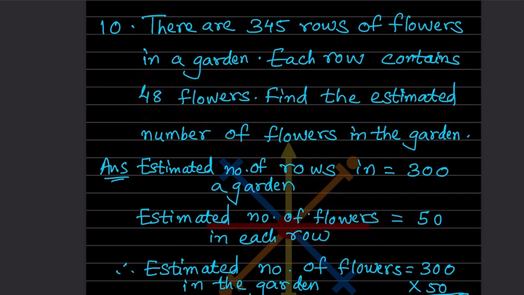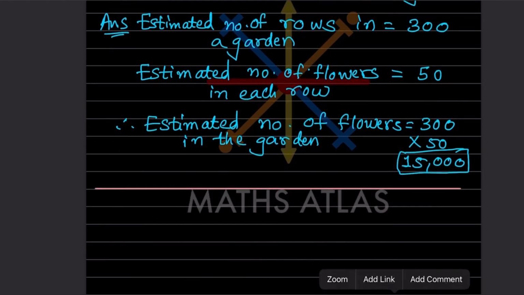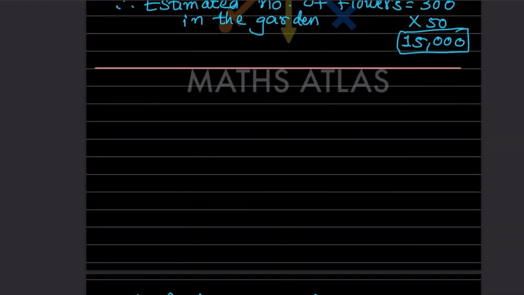Now they said find the estimated number of flowers in the garden, which means you have to multiply. So this 300 you are going to multiply by 50, so that comes out to be 15,000. Okay, so hope this was clear to you.